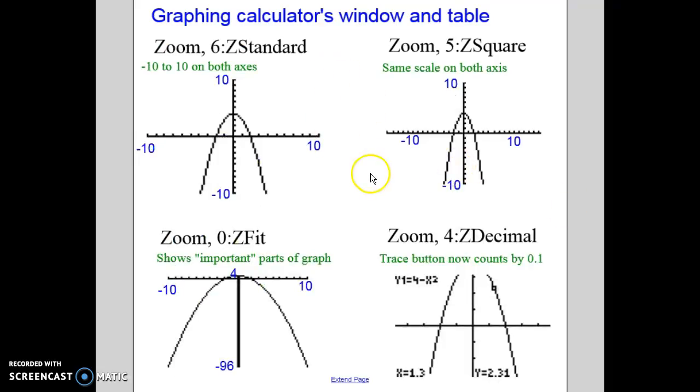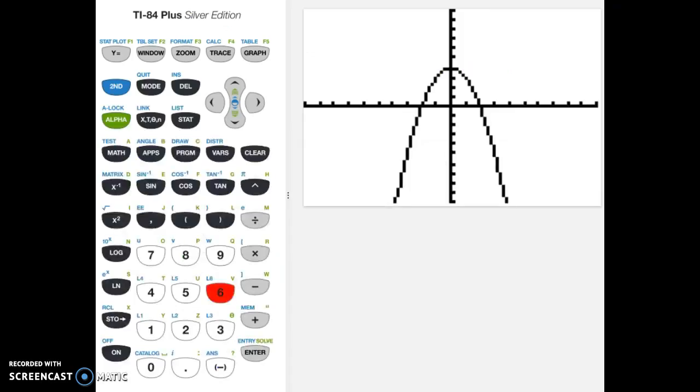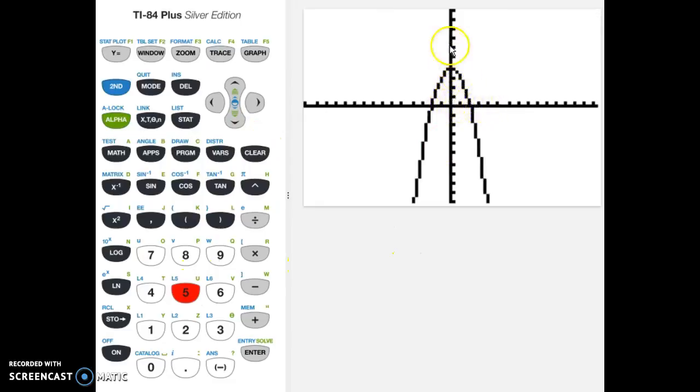I want to talk about a few different zoom options. So you can see I've got them here. One is zoom square. If you hit zoom and select option 5, it actually will space out the tick marks the same distance on each axis, which will make your viewing window more square instead of rectangular. What that means is, for example, if you were going to graph a circle, on this grid it would actually look like a circle. On your standard window it would be stretched out horizontally because your physical screen on your calculator is just wider than it is tall.